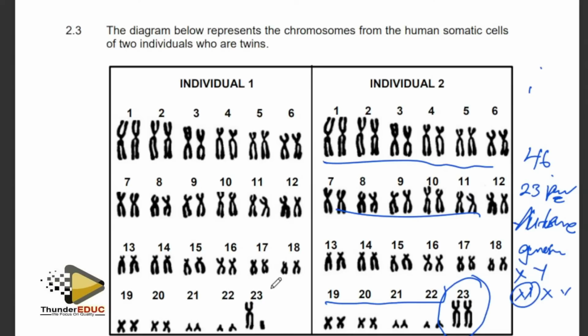The chromosomes here are not of the same size. I see here, the same size and shape, while here, they are also the same size and shape. So it means that this is X and X, while this is X and Y. Remember, we say that X is longer than Y. That's why you find it happening like that.